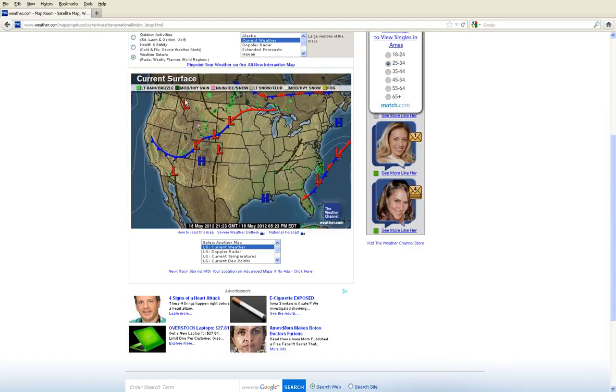Around high pressure, typically you will see fair skies, light winds, beautiful days. Around low pressures, you will see clouds, rain, assuming you have sufficient moisture. And again, we'll talk about that in Chapter 4. Now, you'll notice these white lines here that I'm outlining. These are what we call isobars.